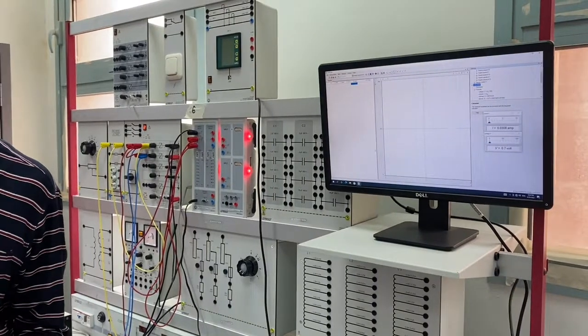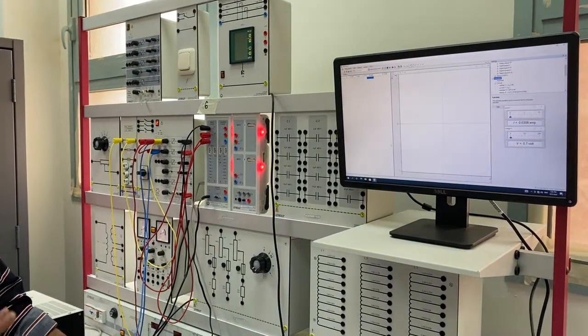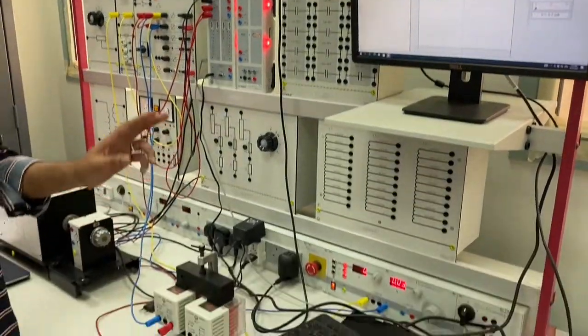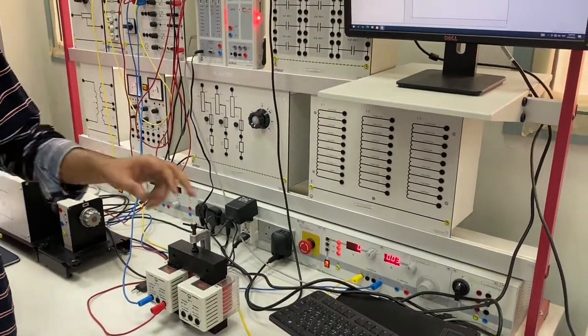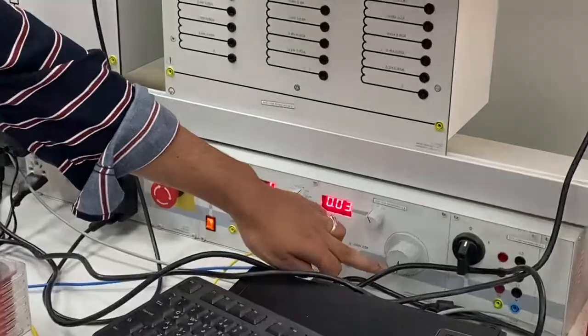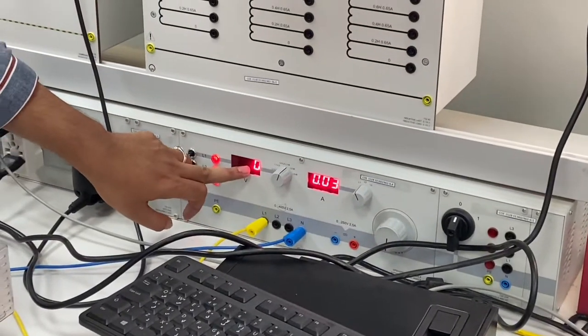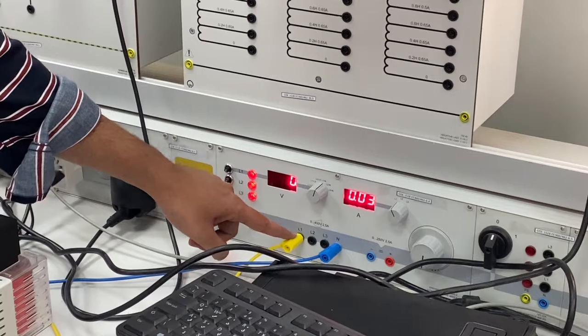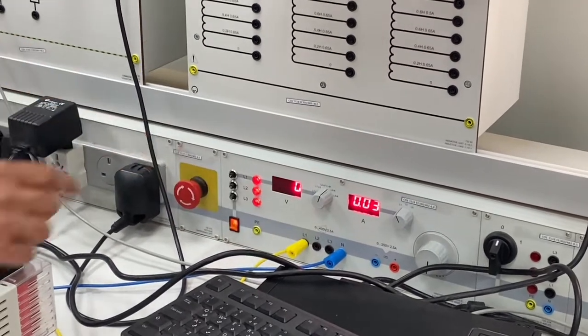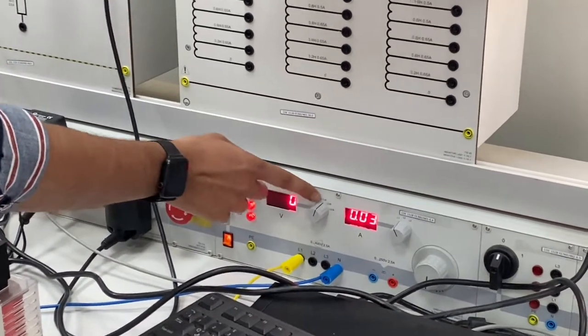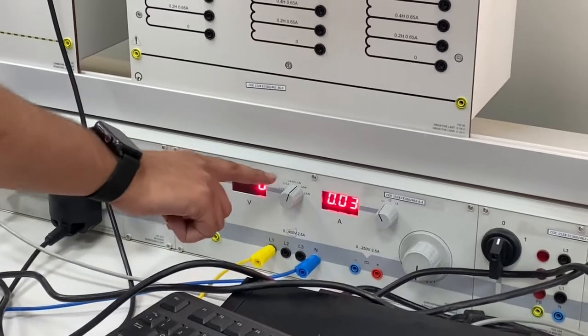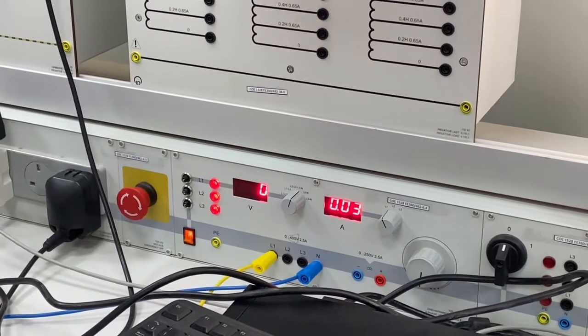Now, before taking the data, we have done the connection and the Casilab setup. Just a few things you need to be careful about. One is that the source is in the 0 position, and you are taking line 1 to neutral. So this button should be line 1 to neutral, right? If it is in any other location, you will get wrong data.